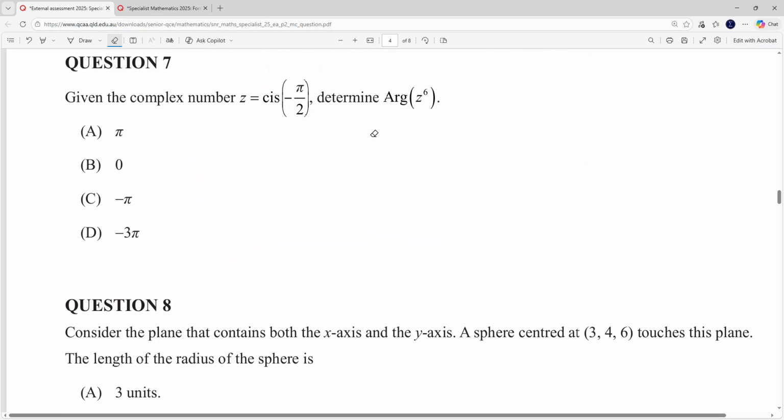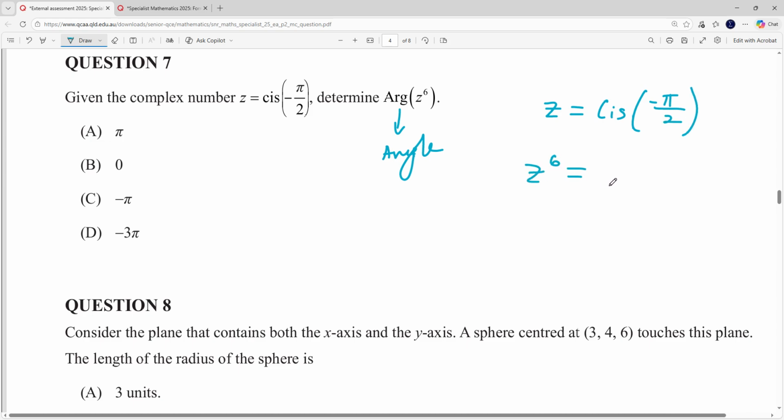Given the complex number z equals cis negative pi over 2, determine arg of z to the power of 6. Okay, so whenever you see arg, just think angle, okay? Now, it's not the angle of z, because that would be negative pi over 2. It's the result after z to the power of 6. So z equals cis negative pi over 2. So when I'm looking for z to the 6, I'm raising this thing to the power of 6, which is where you can use de Moivre's theorem.